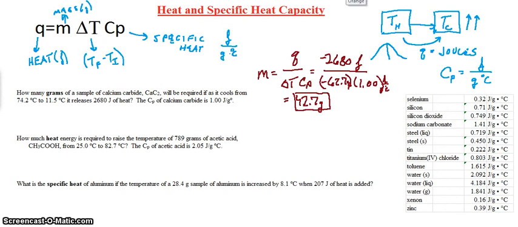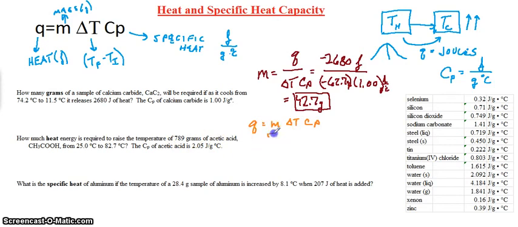Let me pick a different color so it's clear which problem I'm solving. How much heat is required to raise the temperature of this many grams, this temperature change, and this specific heat? Notice here they're asking me for heat, so I'm solving for Q. The nice thing is I don't have to do any rearranging. Q is equal to M times delta T times CP, so I just plug in these variables.